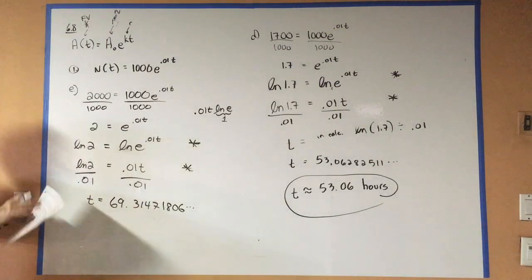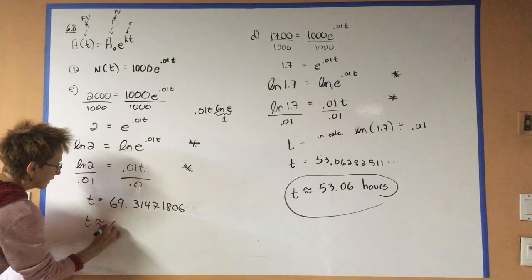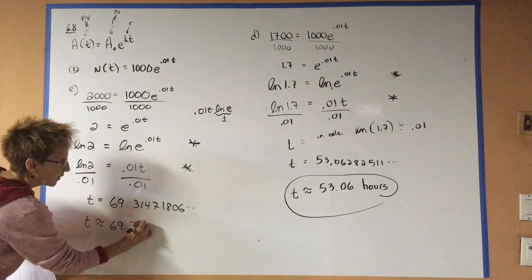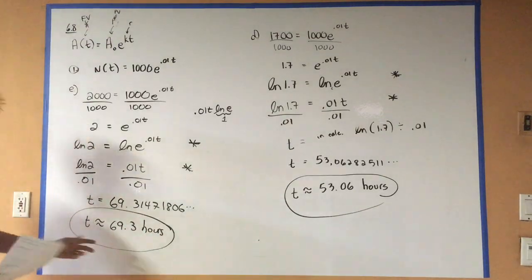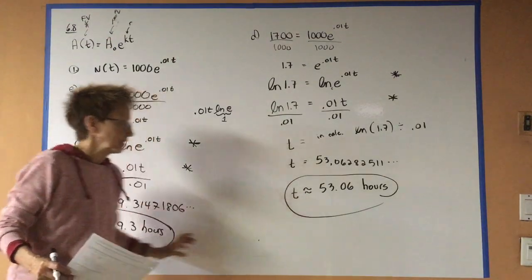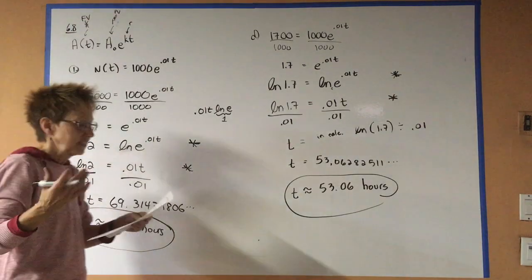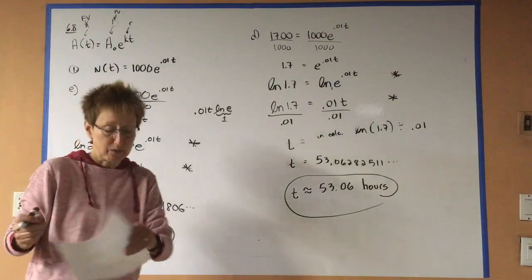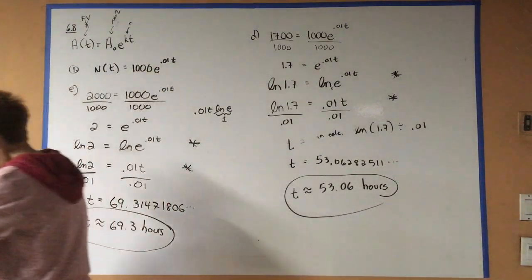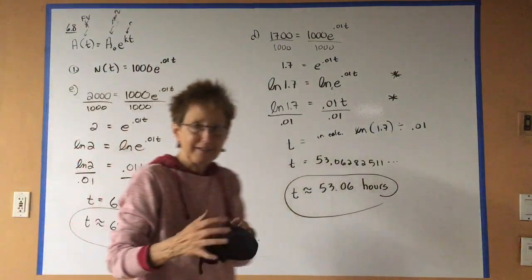So let's round this to 1 decimal place. So time is approximately equal to 69.3, and this is hours again, which looks pretty good. It needed to be bigger than this clearly, so I feel pretty good about those answers. So solving these exponential law of growth and or decay problems, let's go and take a look at number 2 and see what we can do with it. So these are kind of fun, huh?